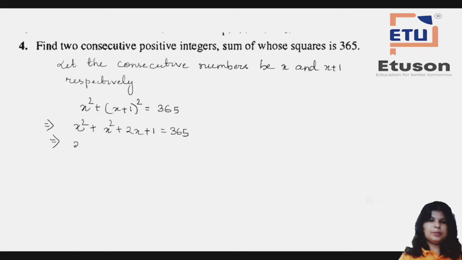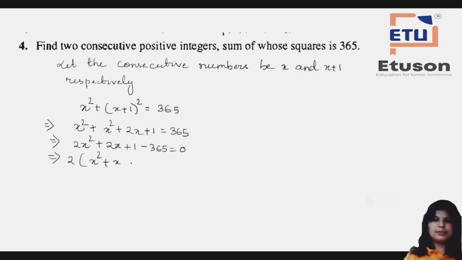It implies you'll get 2x square plus 2x plus 1 minus 365 is equal to 0. So now you take 2 common here, you will get x square plus x minus 364 by 2, that becomes minus 182, equal to 0. So your quadratic equation is x square plus x minus 182 is equal to 0.